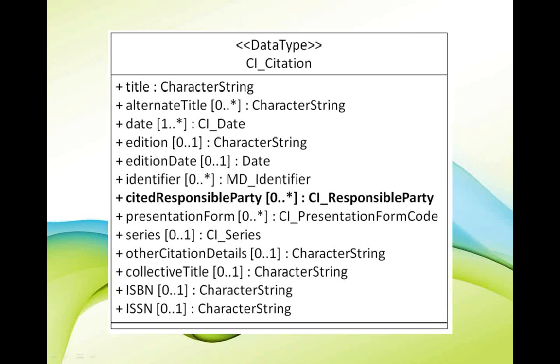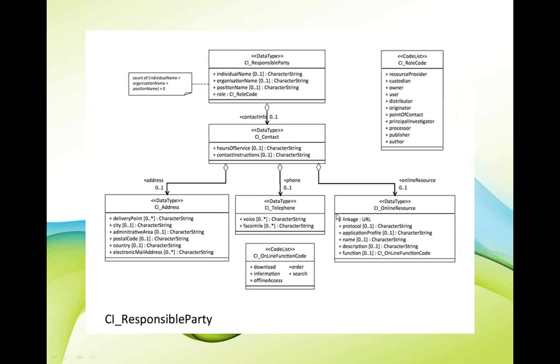Now, if we go through and look at, okay, well now responsible party, what pieces build this piece up? I have responsible party with individual name, organization name, position name, role, and then I have their contact info, which may have an online resource with the link and the protocols, their phone numbers, voice or fax number, and then their address, which is a delivery point, city, administrative area, you know, the state that they're located in, or the country, and their email address.